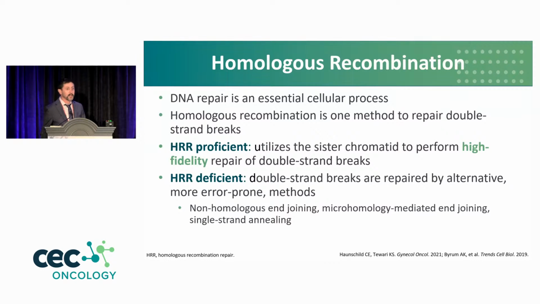So homologous recombination repair is an essential and, again, most faithful DNA repair pathway. It is just one method of repairing breaks in DNA. And HRR proficient cancer cells utilize sister chromatid to perform, again, high fidelity repair of DNA double-strand breaks, whereas HRR deficient cells must rely on alternative, more error-prone pathways, including NHEJ and others listed here.